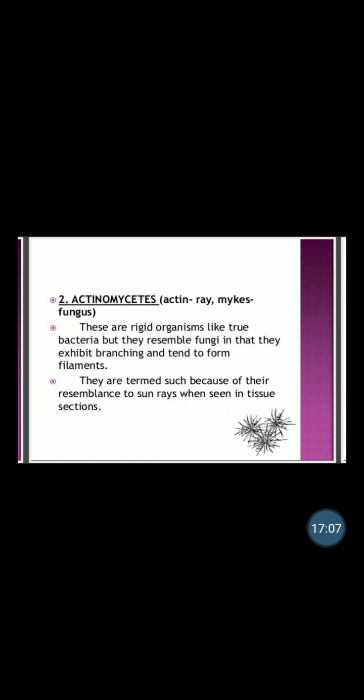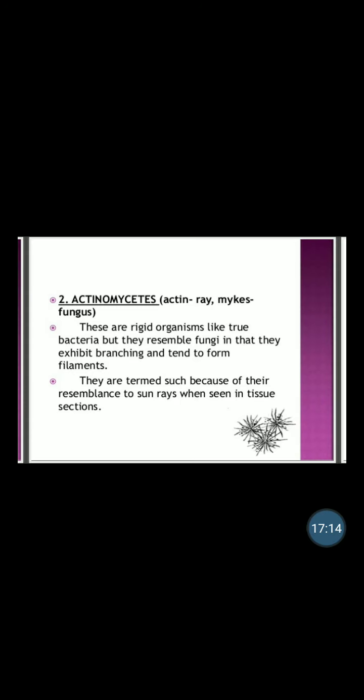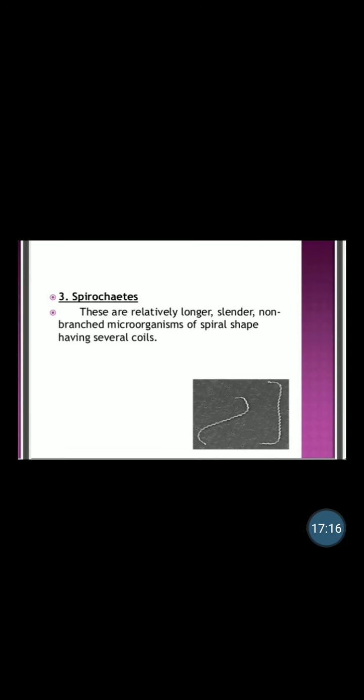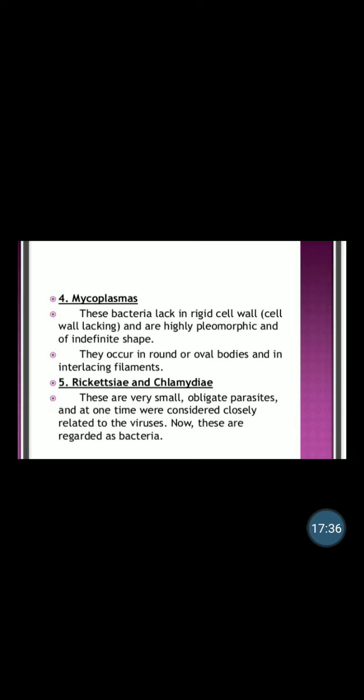They are termed ray fungi because they resemble sun rays when seen in the tissue section. Then spirochetes, these are relatively longer, slender and non-branched microorganisms, having a spiral shape and having several coils. These are spiral shape bacteria having several coils.